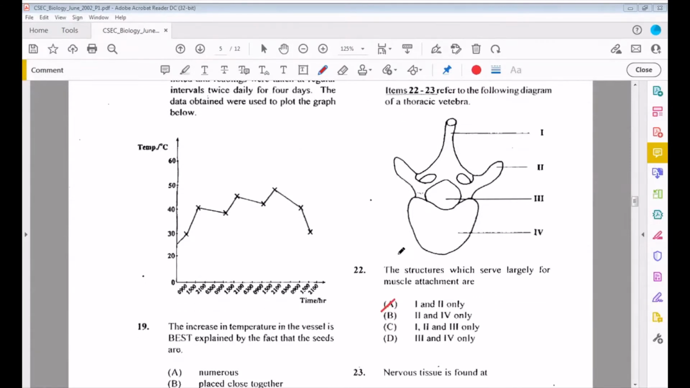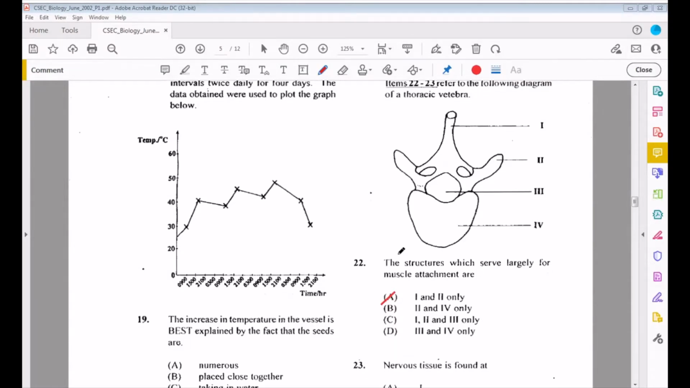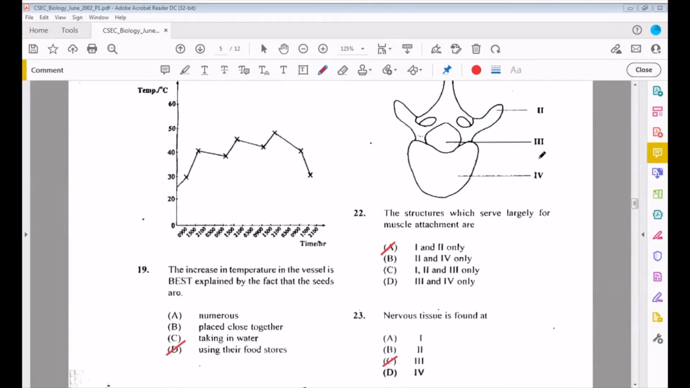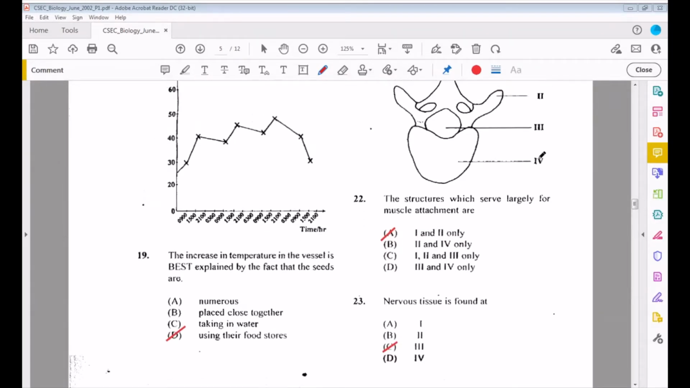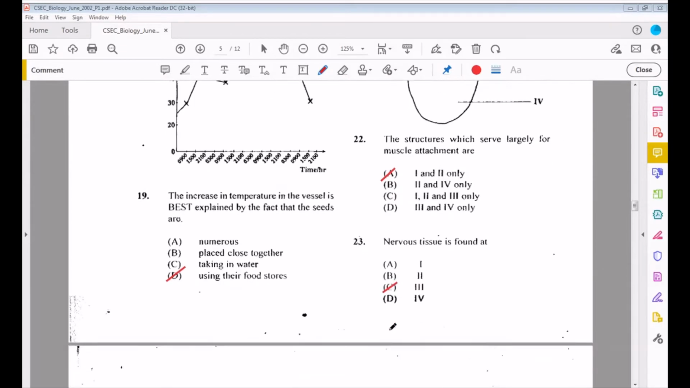For items 22 to 23, refer to the following diagram of a thoracic vertebra. 22. The structures which serve largely for muscle attachment are A, 1 and 2. And question 23, the nervous tissue is found through the middle here, which is 3. That answer is C.